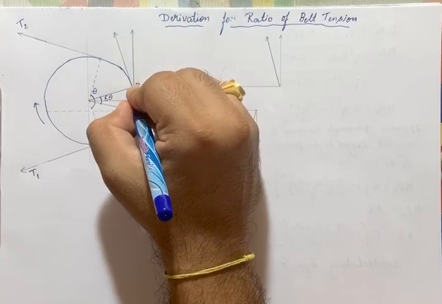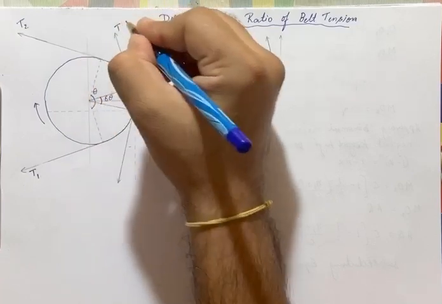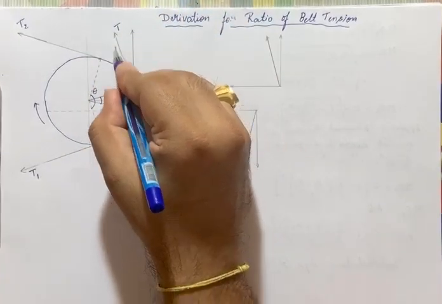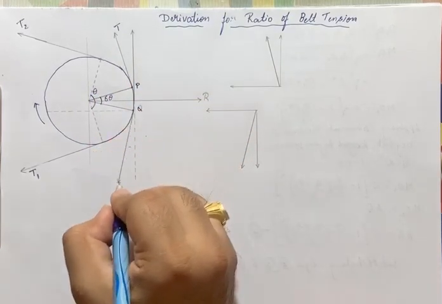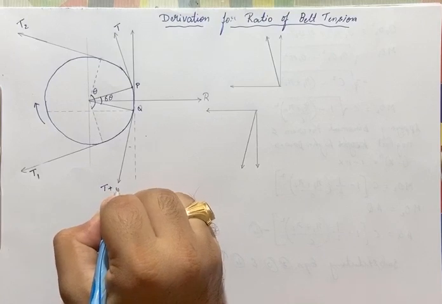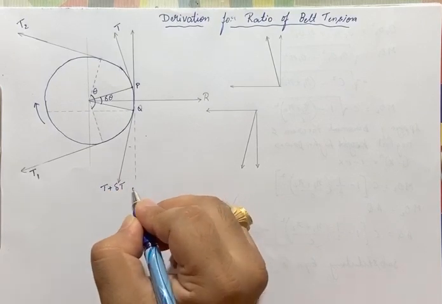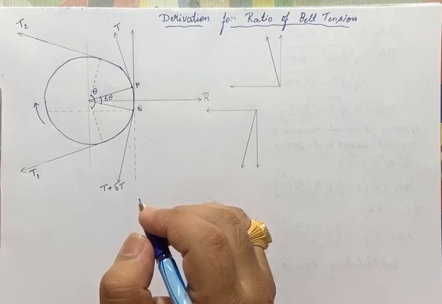So at this point, T is the tension in the tight side. At this point, the tension on this side is T. Similarly, at the point Q, the tension is T plus delta T.